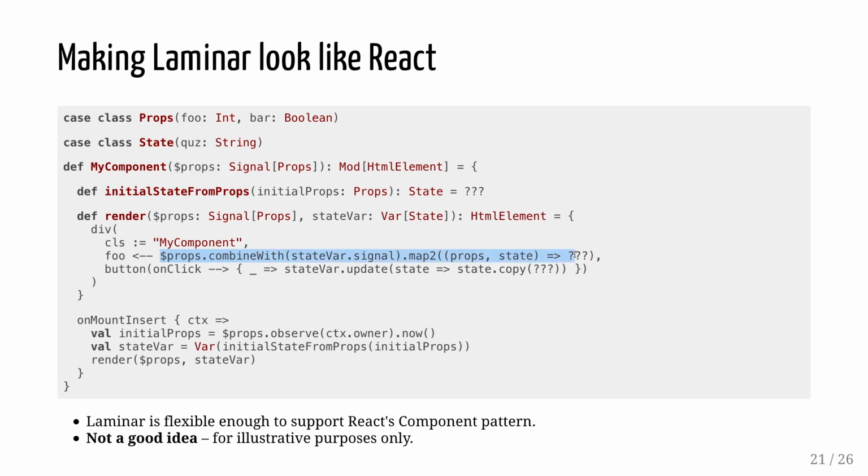You can combine them. Finally, what our component returns, as I said, is a modifier, right? And it's a modifier that when the parent Laminar element is mounted, it inserts this div that we render here, but not before initializing the props, the initial props and the initial state and creating a state var for it.